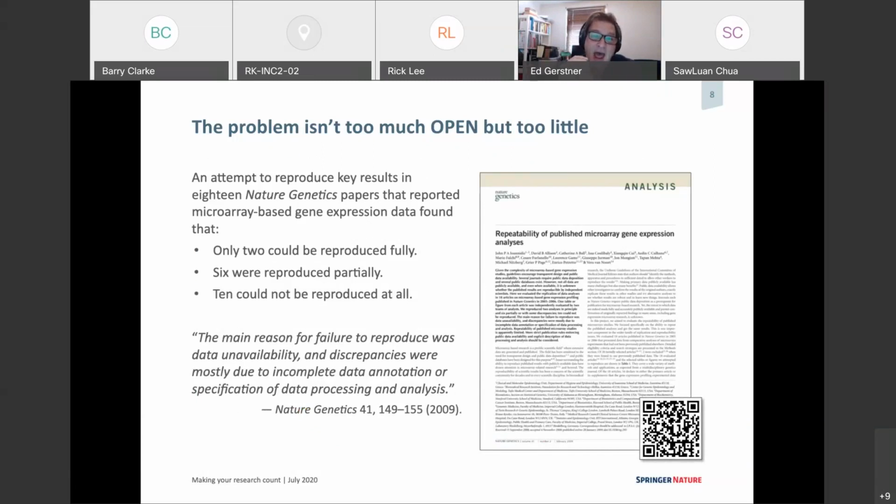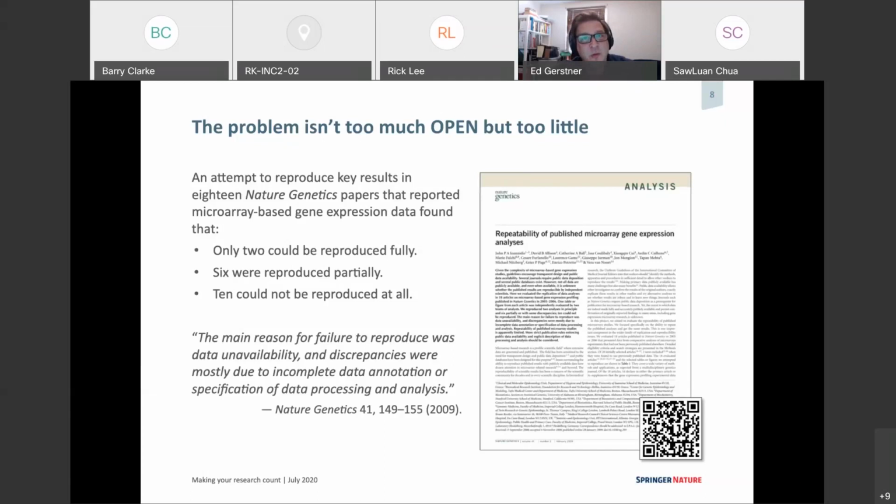And this study tried to reproduce the results that were presented in these many Nature Genetics papers, 18 in total. They found that only 2 of those 18 could they reproduce the results fully. 6 of those 18 they could reproduce partially, but the majority, 10 of those 18 papers that they had tried to reproduce, they were unable to reproduce.